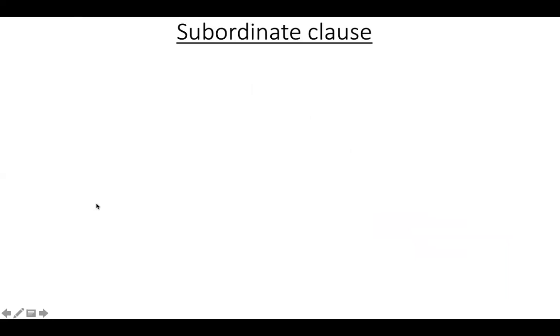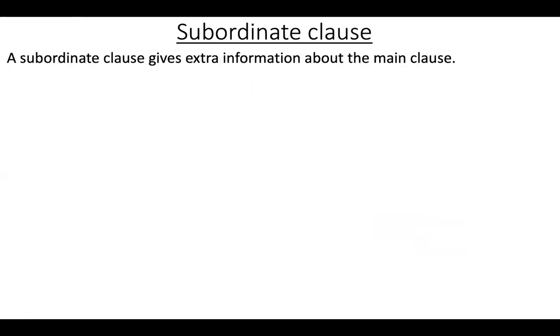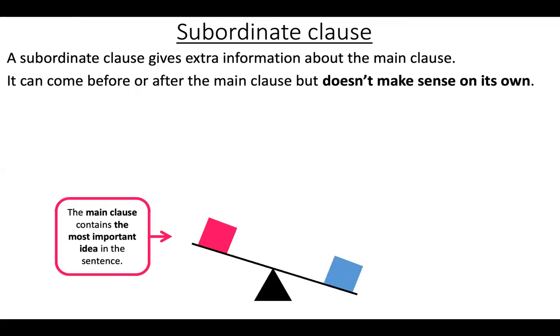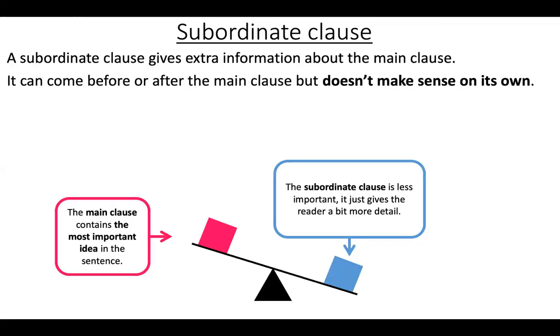The next type of clause we have is a subordinate clause. A subordinate clause gives extra information about the main clause. It can come before or after the main clause, but doesn't make sense on its own. So as you can see from the picture, the main clause contains the most important idea in the sentence. Okay, it will have a higher weighting. And the subordinate clause is less important. It just gives the reader a bit more detail.